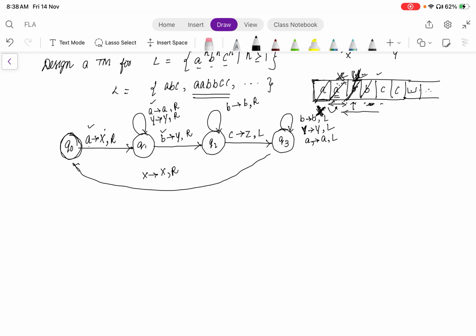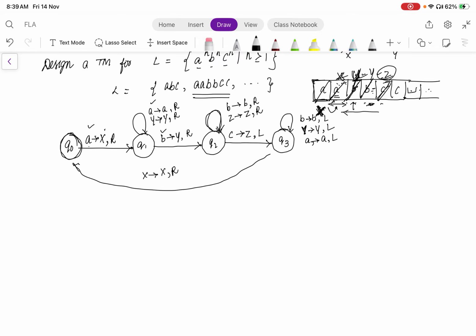Keep moving right until you find another b. Replace that b with y. Keep moving right. In between, you will have any number of b's. Now this, in the previous transition, we replaced c with z. In between you can have any number of b's or any number of z's. So that also you should put in the self loop. Z, don't do anything to z.